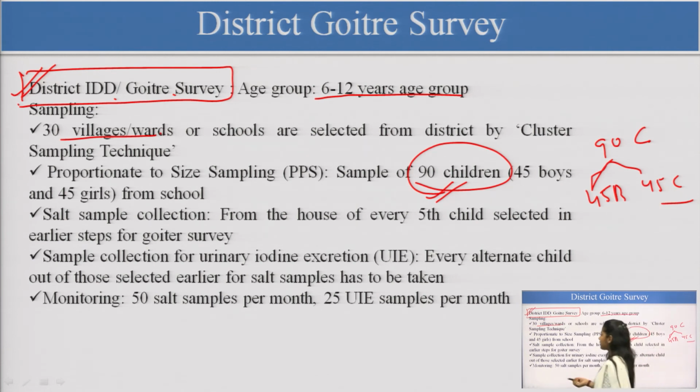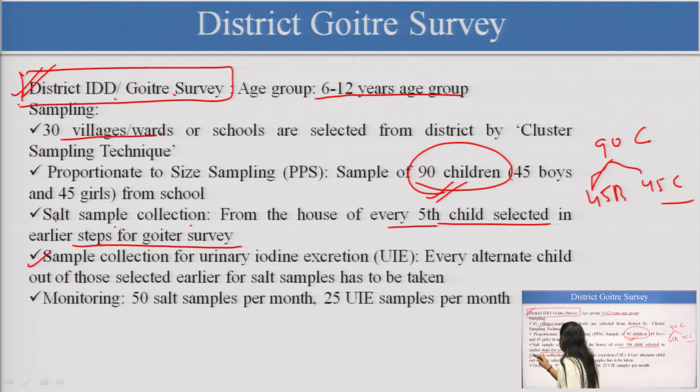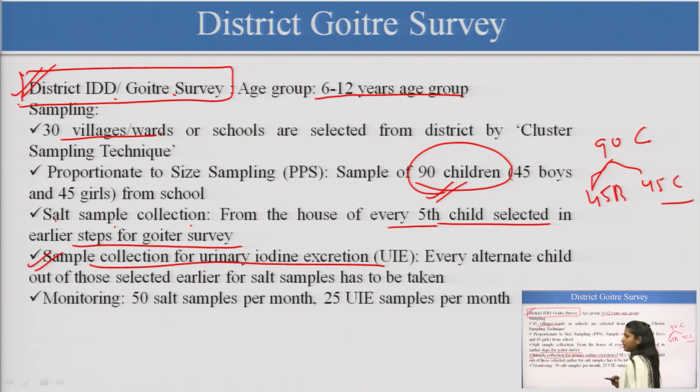And then we collected salt samples. House to house, we selected every 5th child, following the earlier steps for the goitre survey. Then came sample selection for urinary iodine excretion. So, we checked the urine samples for iodine, to see whether the child is suffering from iodine deficiency or not.